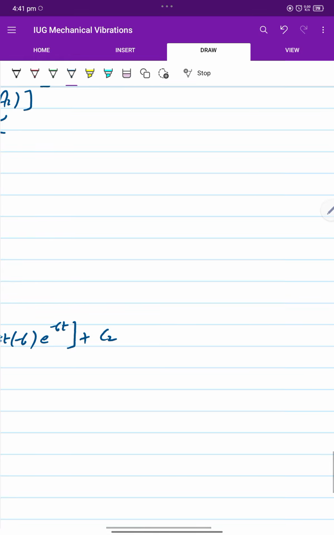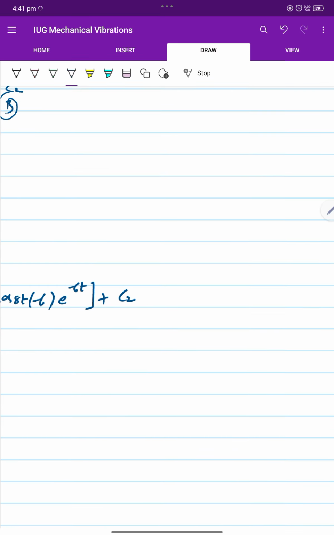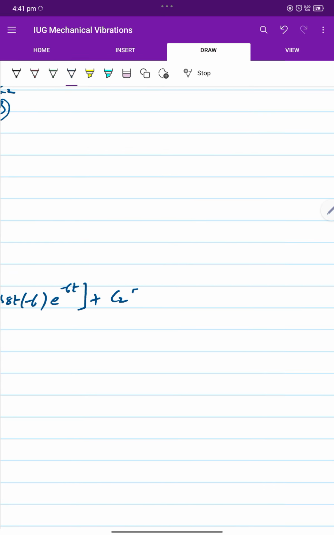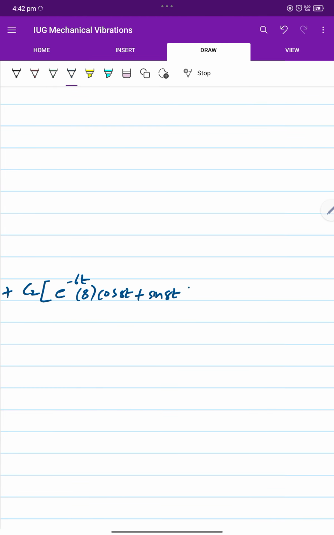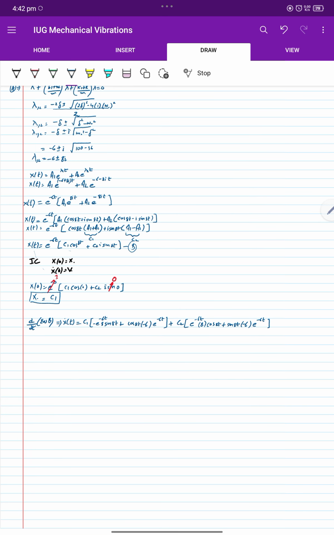So it will become... because we are multiplying e exponent minus 6t as well to both, that's why it's the multiplication rule of differentiation. So e exponent minus 6t into 8 into cos of 8t plus sine 8t minus 6 e exponent minus 6t. So this is what we have after differentiating that one.